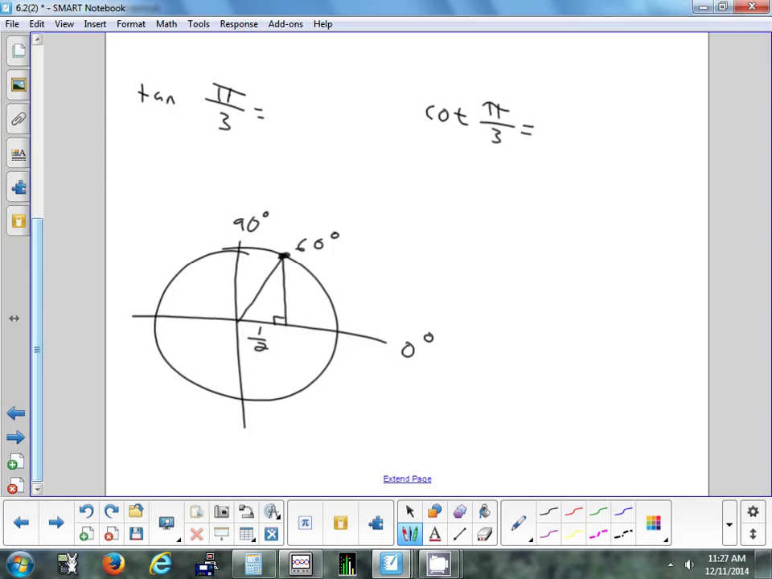Because if you were to label this, here's your 60, there's your 30. The 1/2 is always across from the 30. The smallest angle always goes across from the smallest side. Just like the biggest angle goes across from the biggest side. That's the hypotenuse. And then 60, that's the middle angle. So it's across from the other side that's in the middle. That's your square root 3 over 2. So my coordinate is 1/2, comma, square root 3 over 2.